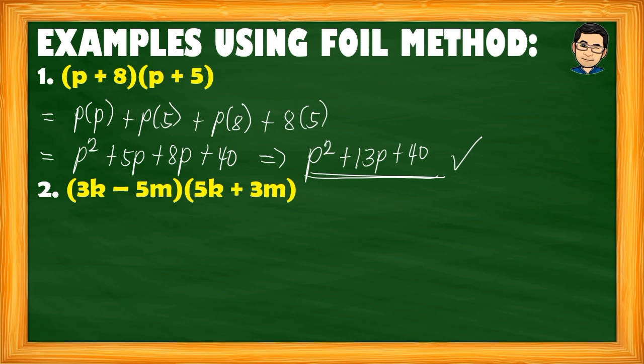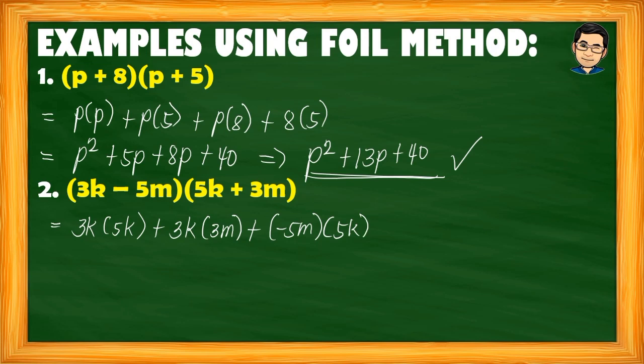Next, 3k minus 5m times 5k plus 3m. So, dalawang first terms, 3k times 5k. Next, dalawang outer terms, so 3k times 3m. Dalawang inner terms, so plus negative 5m times 5k. And finally, negative 5m times 3m.